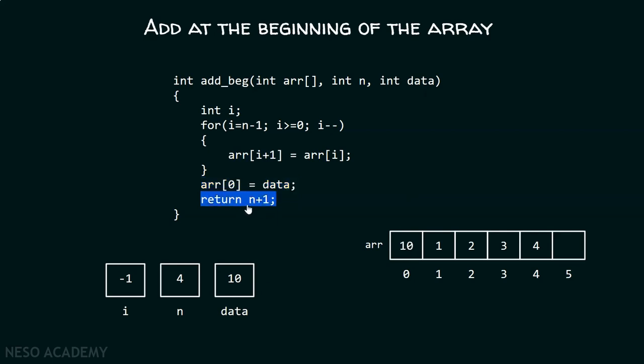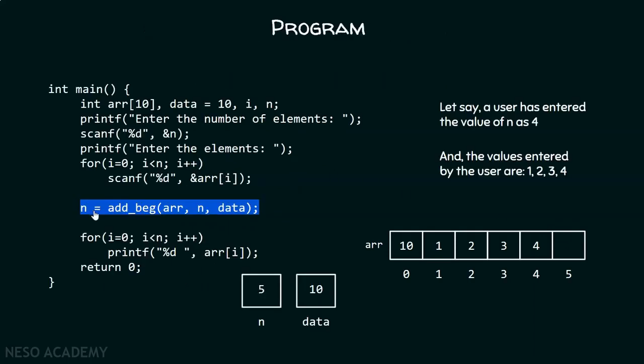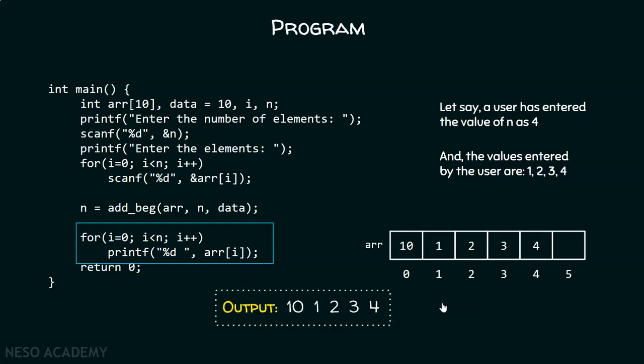After this, we'll return n plus 1, that is the index number 5. So this is n plus 1, which means that it will get replaced by 5. So we are returning the index 5 back to the main function. This will be received by this n. We will run this for loop then from I equal to 0 to n minus 1. This means that we will print all the elements of this array on the screen. Therefore, the output of this program is 10, 1, 2, 3, 4.